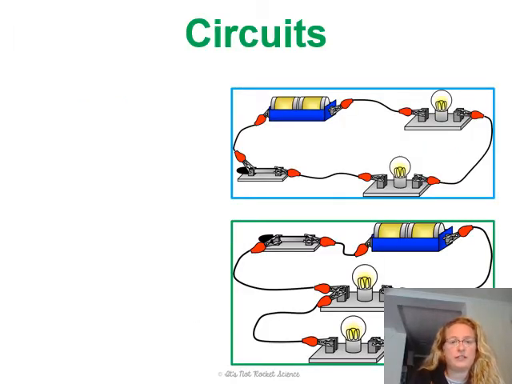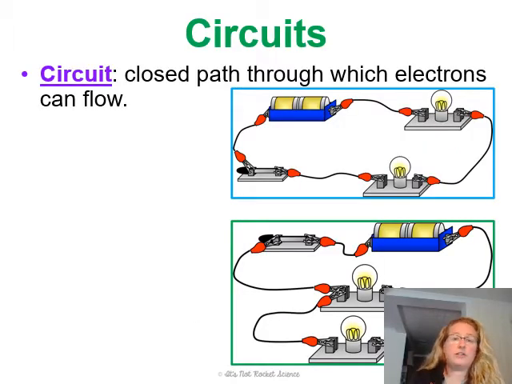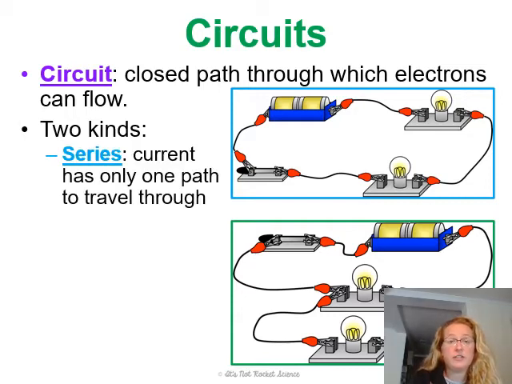All right, so circuits. We talked a little bit about circuits last time. A circuit is a closed path through which electrons can flow. There are two kinds of circuits. There are series circuits, which means it only has one path to travel through. So in a series circuit, you have one possible path of travel.